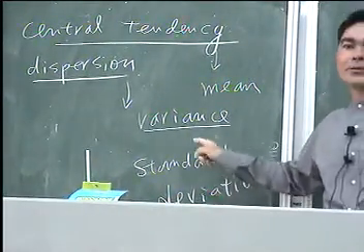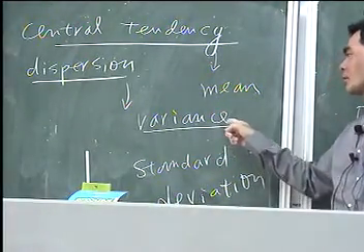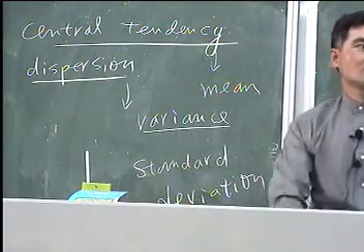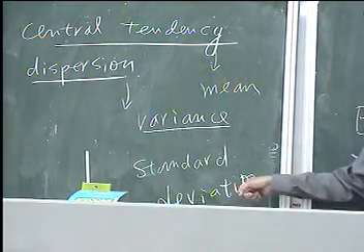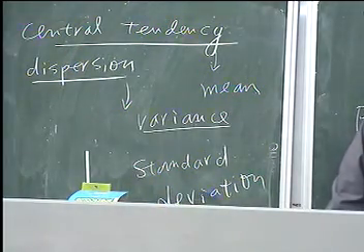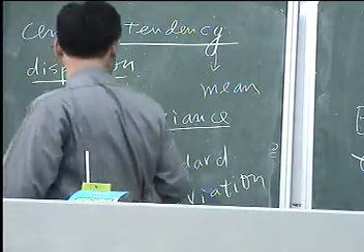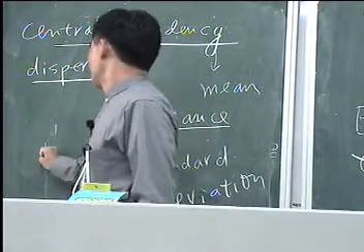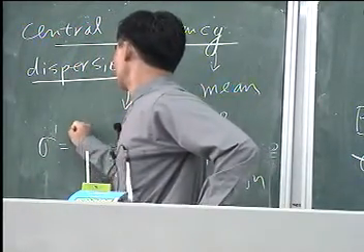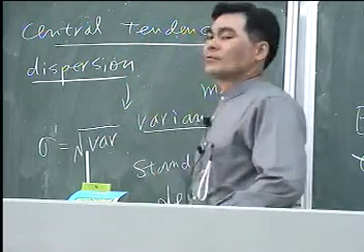Basically these two are the same thing. Can anyone tell me what's the difference between variance and standard deviation? Do you know the difference between variance and standard deviation? No, okay. Let us put it this way. Standard deviation is called sigma, okay? Sigma is equal to the square root of variance. Okay, so that's the relationship.